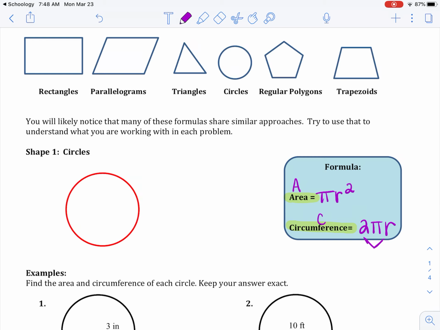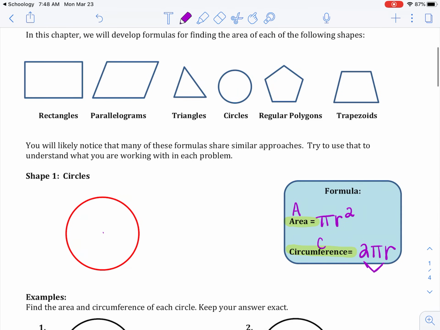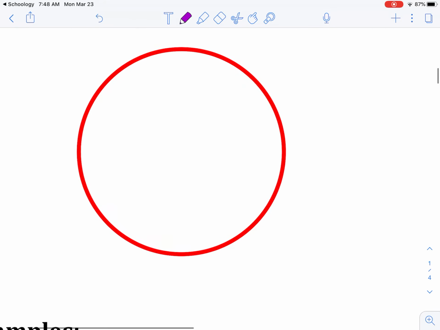Also, please keep in mind, think about what 2 times the radius is the same thing as. If I have a radius right here and I double it, like so, doubling a radius is the same thing as what? Diameter. So pi times diameter is also the formula for circumference that we use. They're interchangeable, it doesn't matter which one you use.